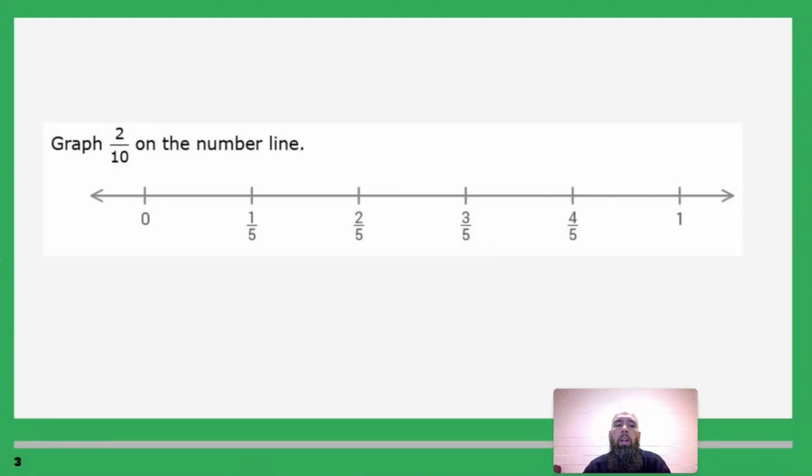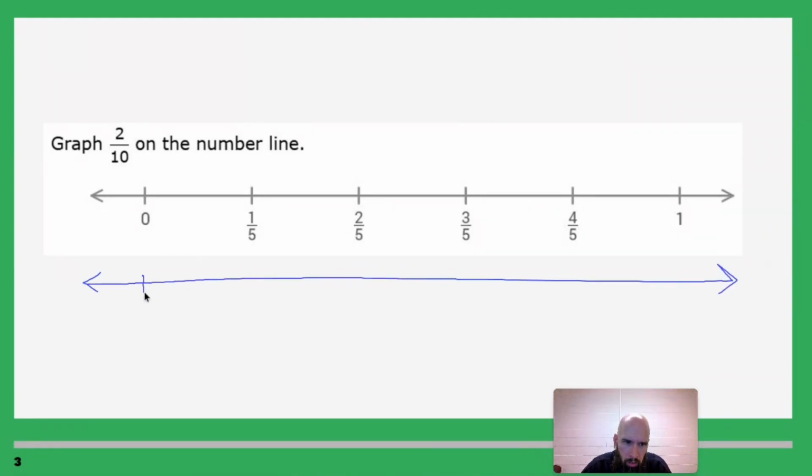Want to do another? Sure you do. Let's do another. This is not going to be quite as fun. Let's draw ourselves another line as straight as we can, the same exact distance. Let's label 0. Let's label 1. I have to graph 2/10. Okay? So what I need to do is make 10 markings on this thing and just find the second one of them. So a lot of this is, you'll kind of figure out, okay, well, if these are fifths, maybe I could use these as a guide. So maybe that'll help me out.